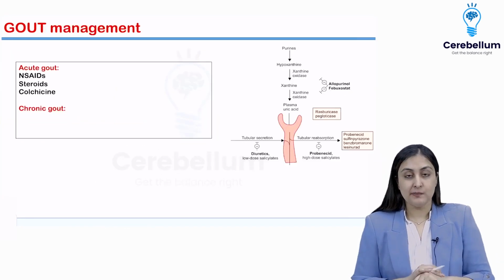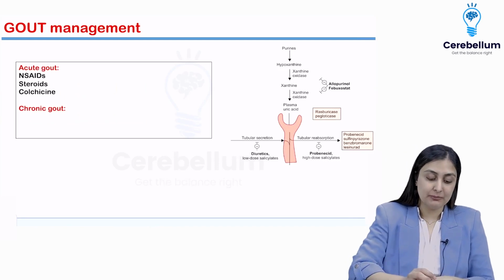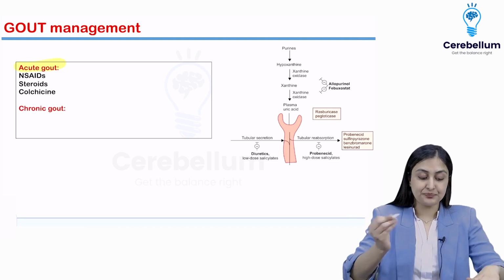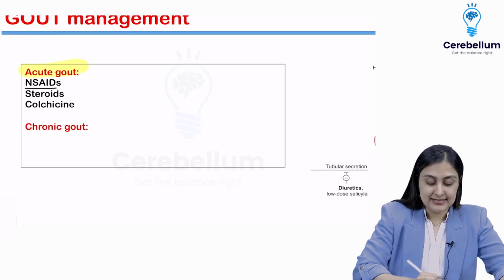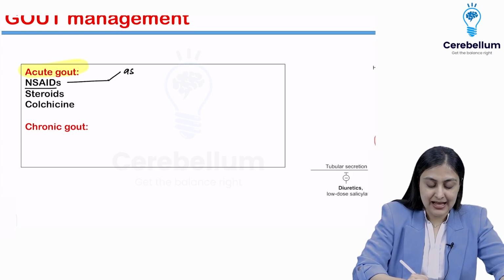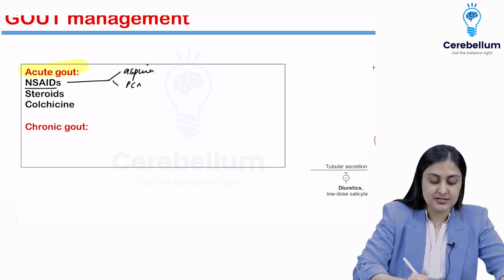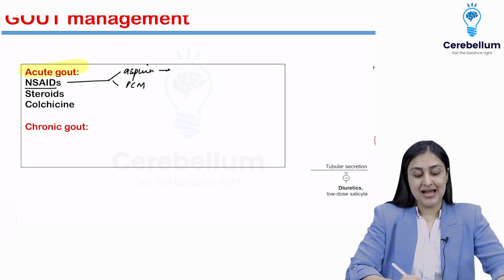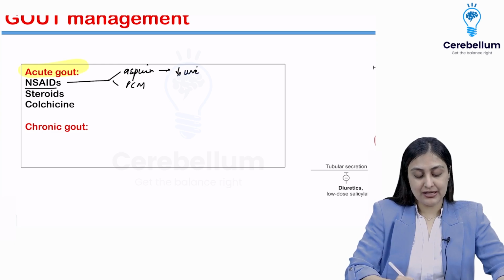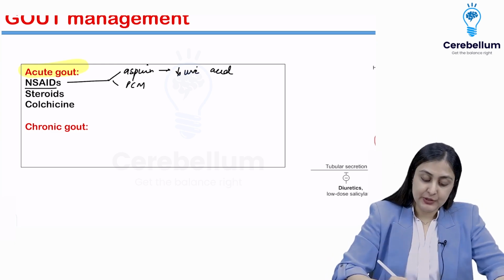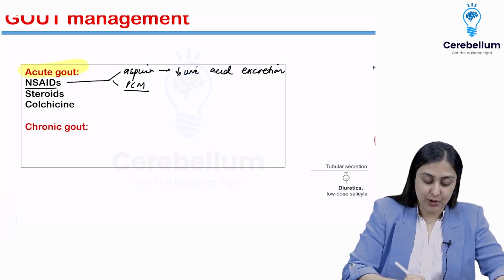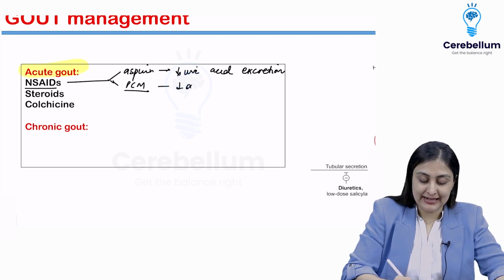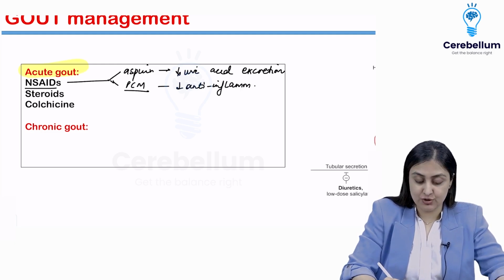Now quickly talking about pharma here. So gout management, remember in acute gout we have three options. First line drug of choice is always going to be NSAIDs. NSAIDs can be used here except aspirin and except paracetamol. Why not aspirin? Because aspirin also reduces the uric acid excretion, and that can further lead to hyperuricemia. And not PCM, because PCM has very low anti-inflammatory properties. Alright, it is mainly used as an antipyretic, as I am sure you all know.